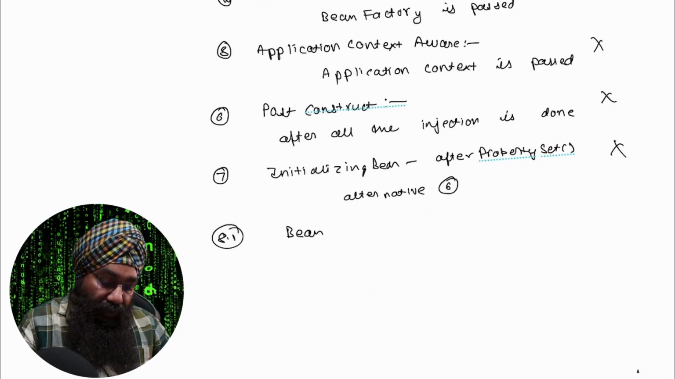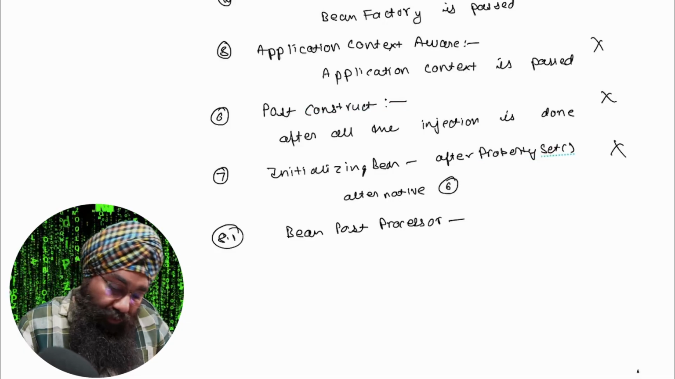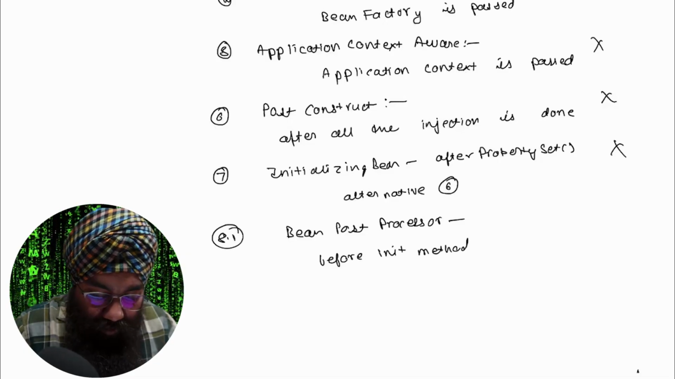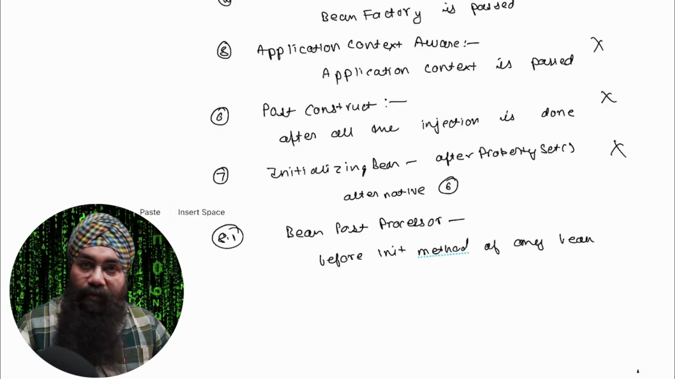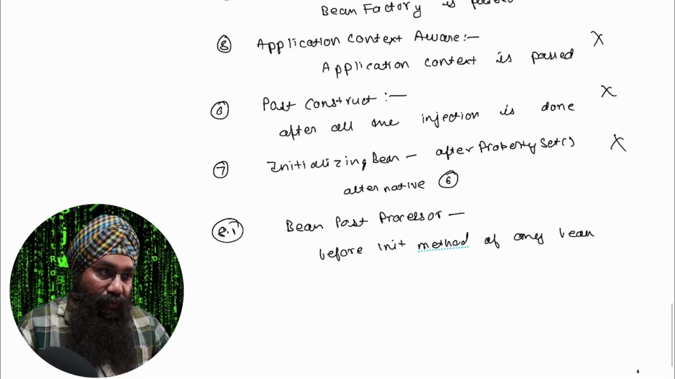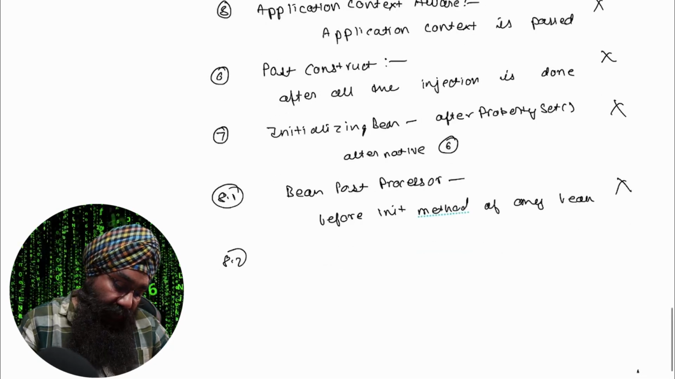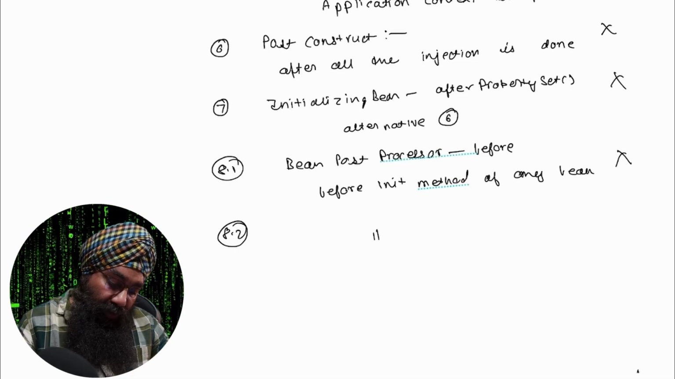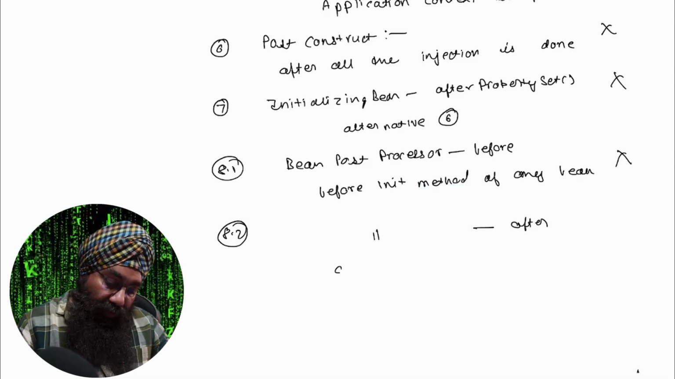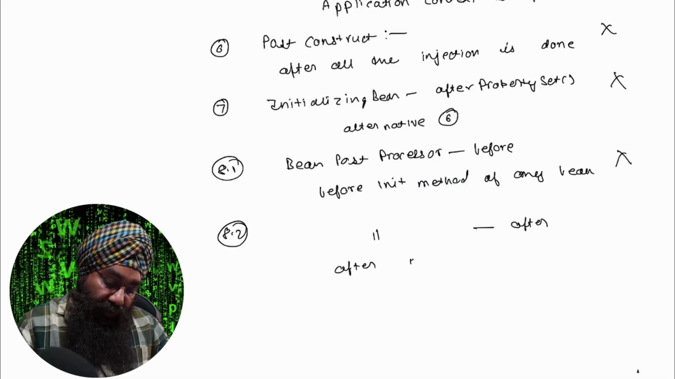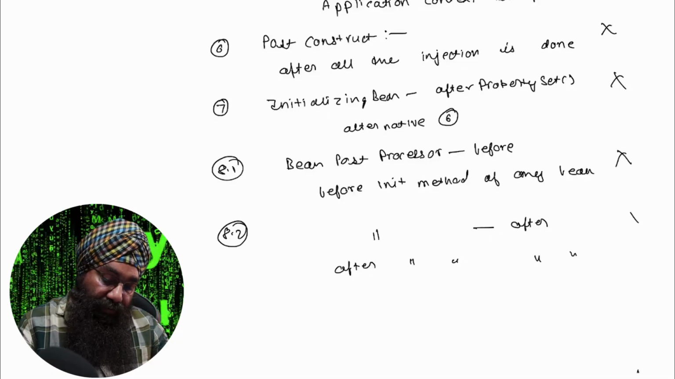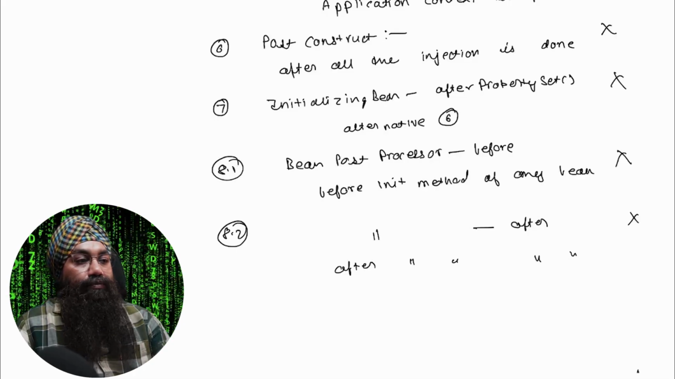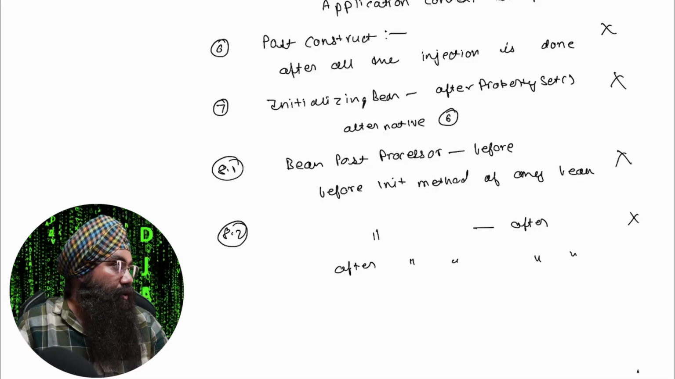Then we have BeanPostProcessor. This method is called before the init method of any bean. We'll see with code as well. Again, an optional step. Then we have another one, this is before and this is after. This is called after the init method of any bean. This one is the BeanPostProcessor after step. So we have these kinds of steps.